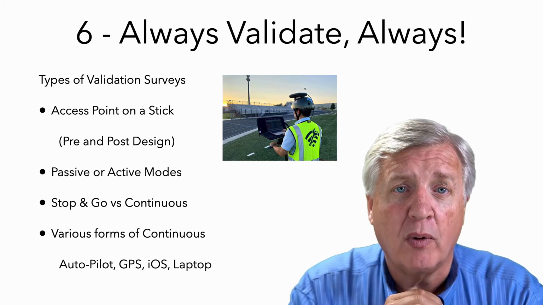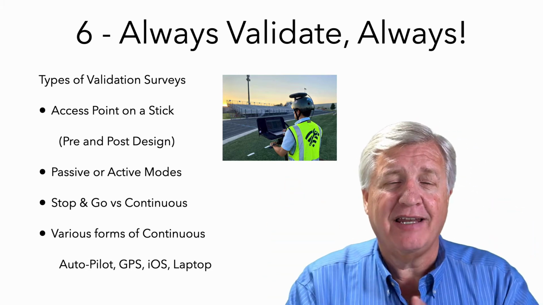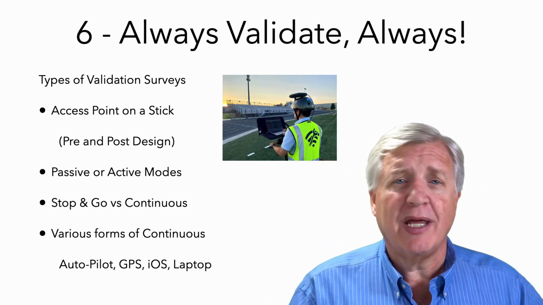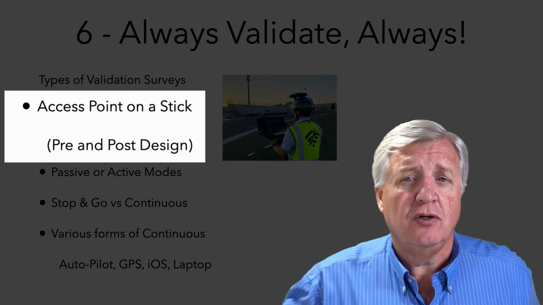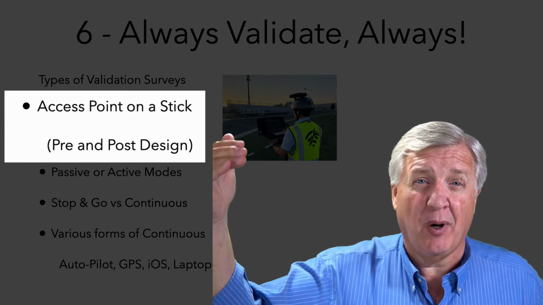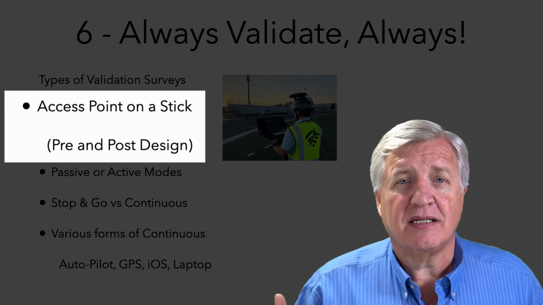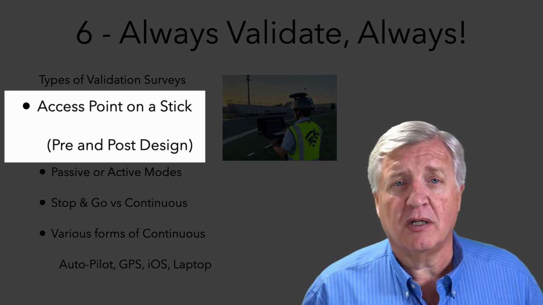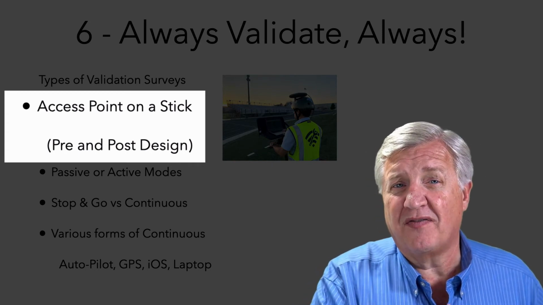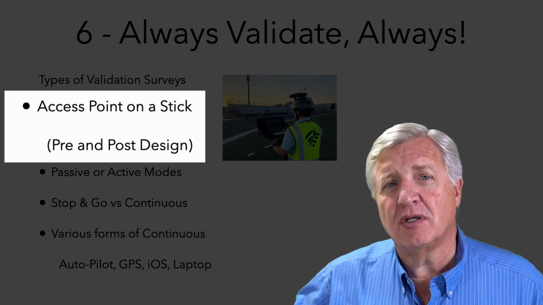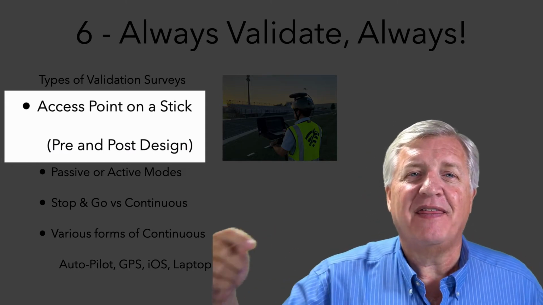Always, always, always validate what you're doing. Now, there's a lot of different ways you can go through validation. You could do an AP on a stick. When you do an AP on a stick, you actually put an AP up on a tripod. Now, you can do this before you design as a technique to measure RF attenuation of the walls, to measure if the maps you were given match. You can do an AP on a stick after you design to validate the design.